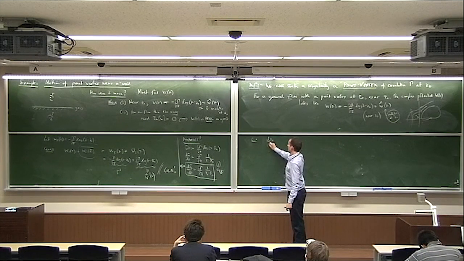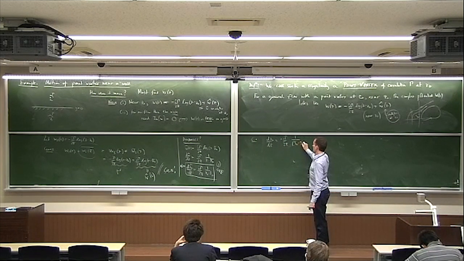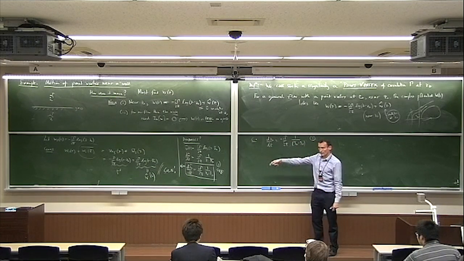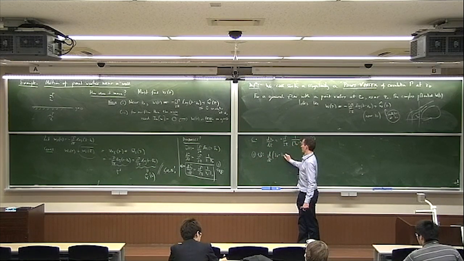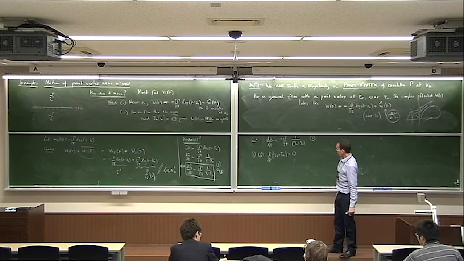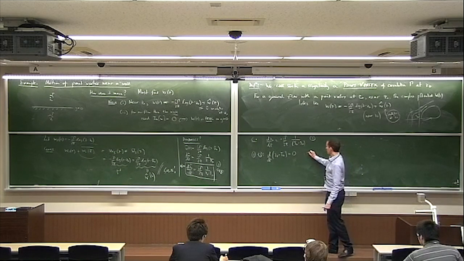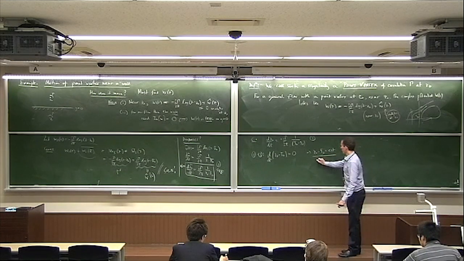Then we've got dz naught bar by dt is minus i gamma over 2 pi, 1 over z naught bar minus z naught. And you notice that this gives you a minus sign, it gives you exactly what's on the right-hand side there. So if you subtract 1 and 2, what it tells you is that z naught minus z naught bar is constant, or the imaginary part of z naught is constant.